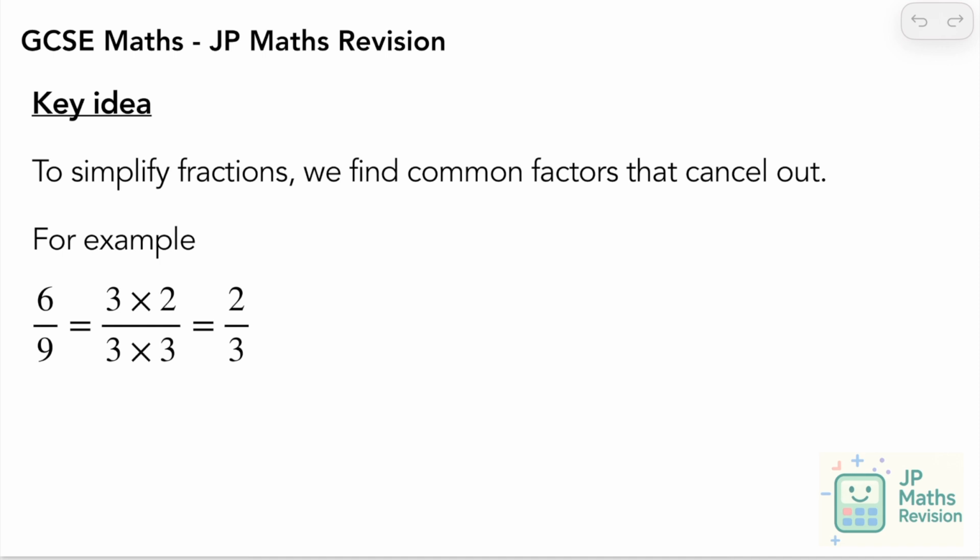So for example, if we have 6 over 9, we need to find a common factor. In this case, it's 3. We know that 6 is 3 times 2 and 9 is 3 times 3. So what we can essentially do is cancel out the 3 and the 3, and we're left with 2/3.